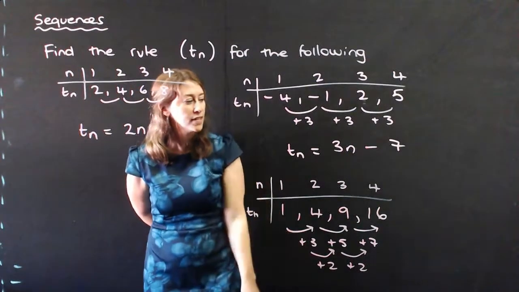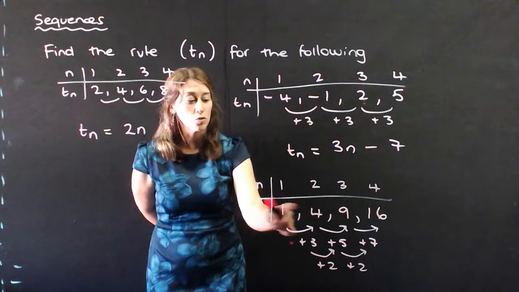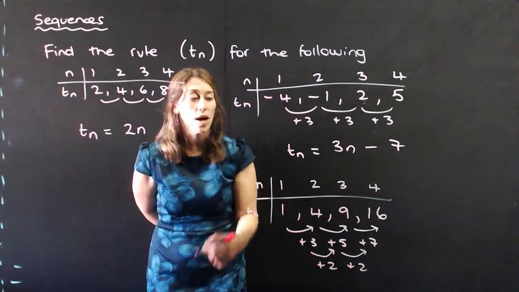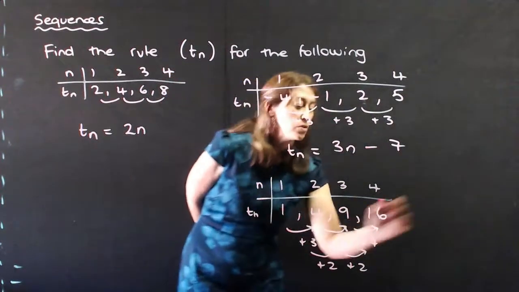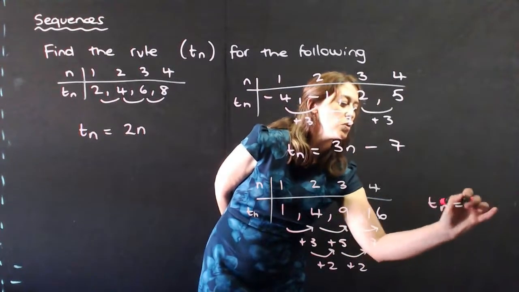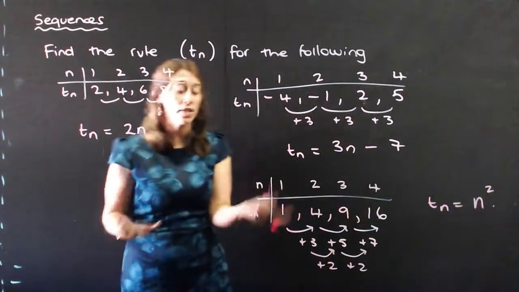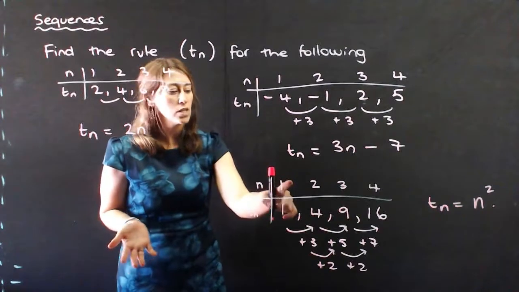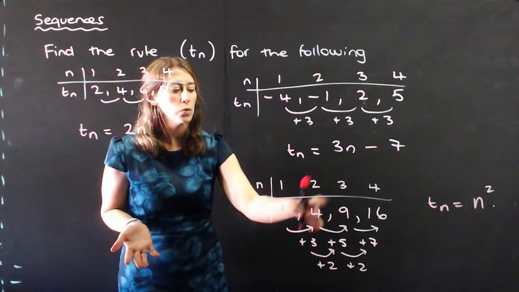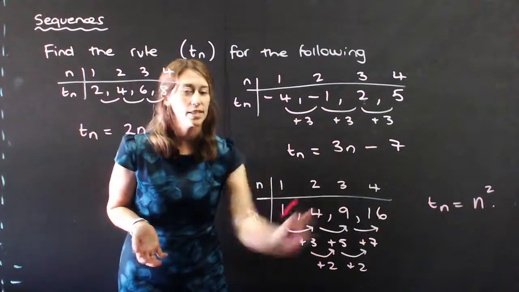So having a look at this, we've got the fact that these are all square numbers. So therefore our general rule for this sequence, apologies, is Tn equals n squared. And we don't need to add anything. So if it was 1 squared is 1, 2 squared is 4, 3 squared is 9, 4 squared is 16, and so on.